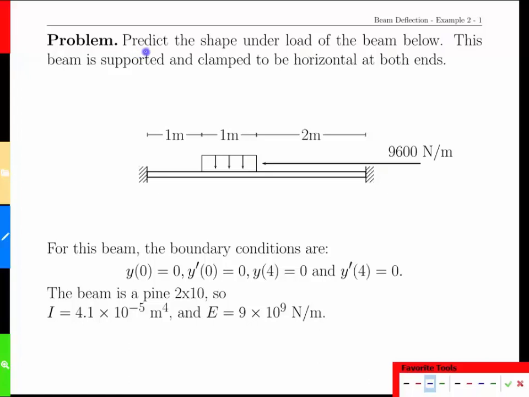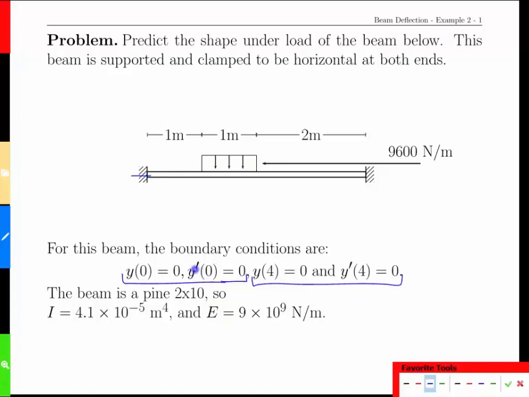In this example, we're asked to predict the shape under load of a beam that's now supported at one end and at the other end. The consequence for that support are a change in the initial conditions and at the end conditions, or the boundary conditions. In this scenario, the y value, which is how much the beam is deflected, is going to be 0 at the end. We don't let the ends move.